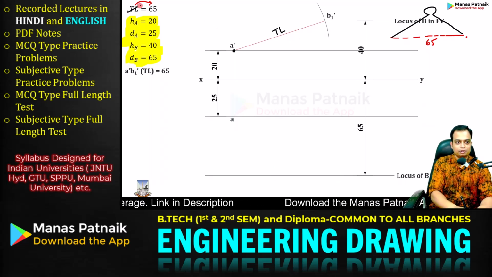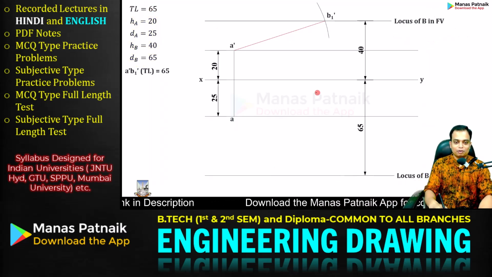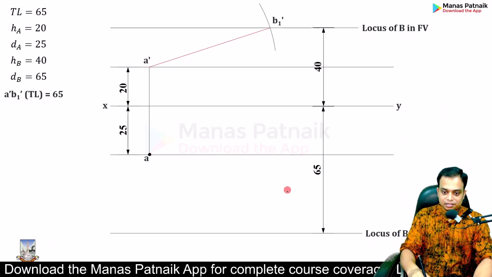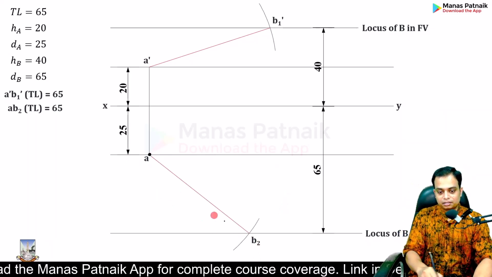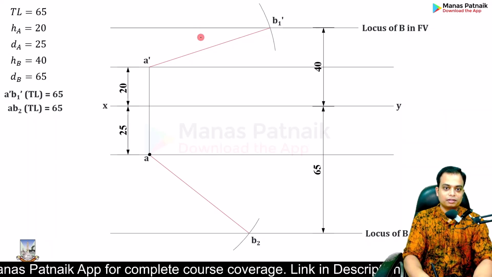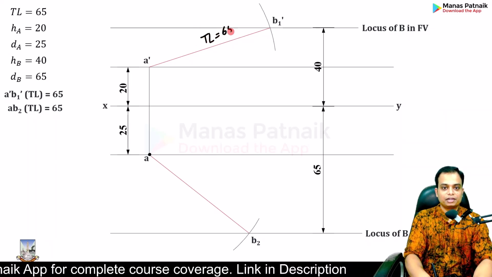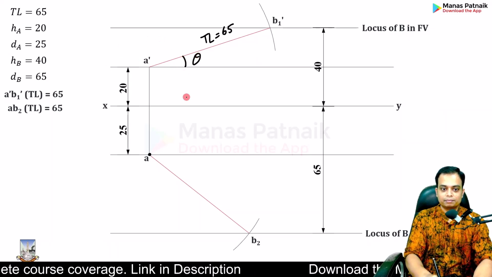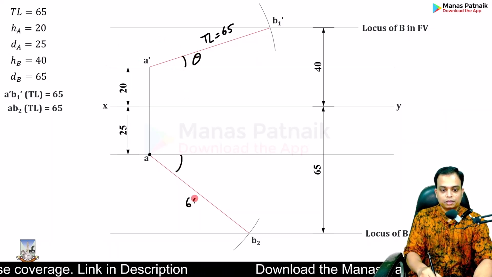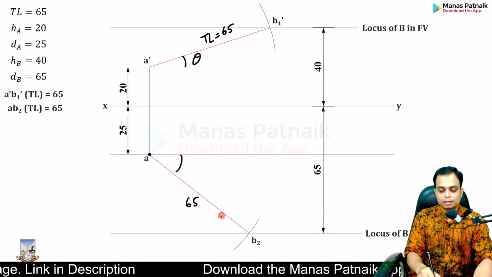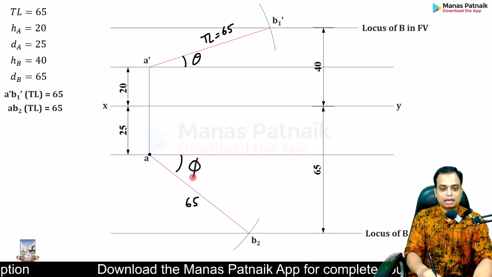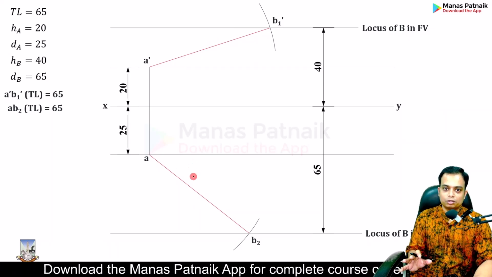Okay, now again you have used all the data. Now you can use this true length again with A as center, with the same 65 mm as radius, and cut an arc again, right? That's the true length. So basically what you have is this true length of 65 millimeters, making an angle theta. You can do the measurement and work out theta. In the same fashion, AB2 represents the true length, and it is making an angle of phi over here. So far so good, right?